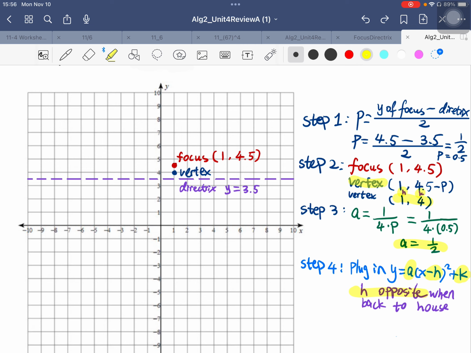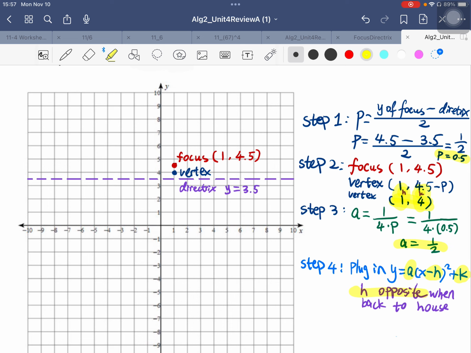Step 2, we're looking for the vertex. We're finding the vertex from the focus. Because we know the focus and vertex share the same x value, they're always on the same vertical line, so the first number stays the same for both. The second number to find the vertex is the y value of the focus, subtract p, and p equal to 0.5 is from step 1. Now I got the vertex. 4.5 subtract 0.5 gives me (1, 4). And 1 is the h, k is 4. I know h must be opposite when you go back to the house.